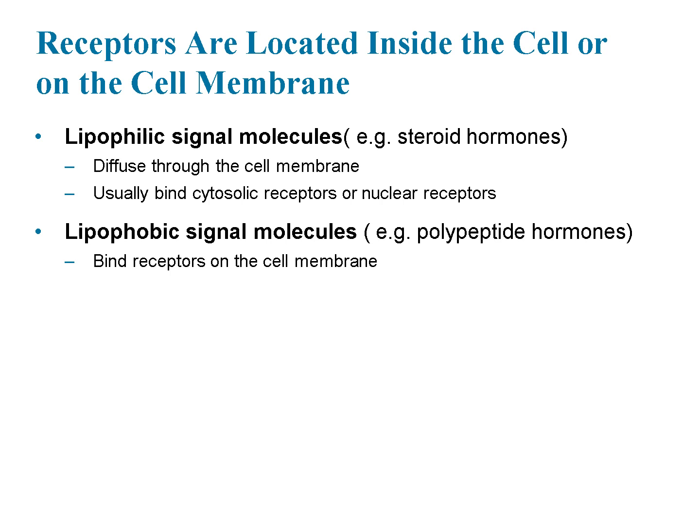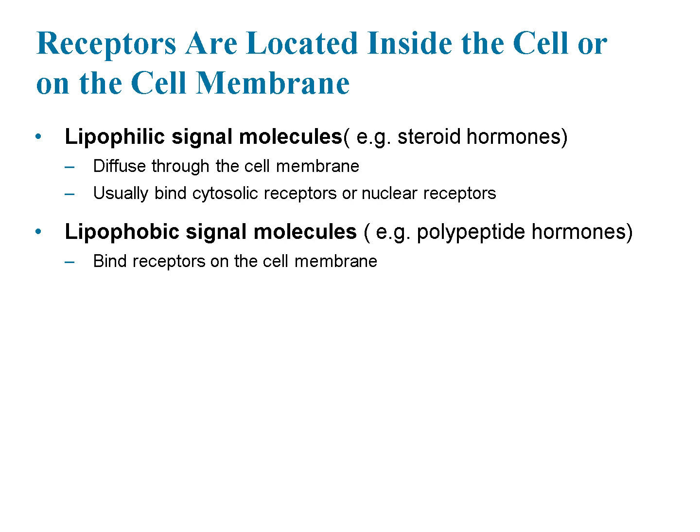In contrast, lipophobic signal molecules, such as polypeptide hormones, are water-soluble and cannot cross the hydrophobic core of the cell membrane. Instead, they rely on receptors located on the cell membrane. These receptors act as intermediaries, triggering intracellular signaling cascades when activated.